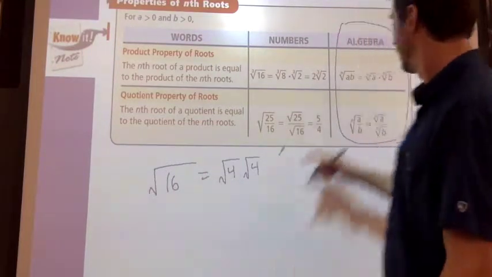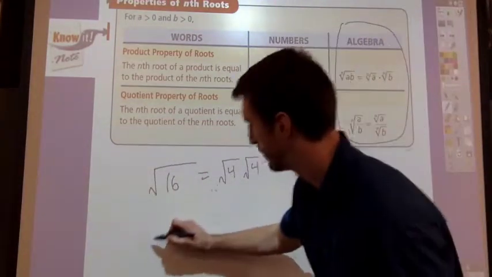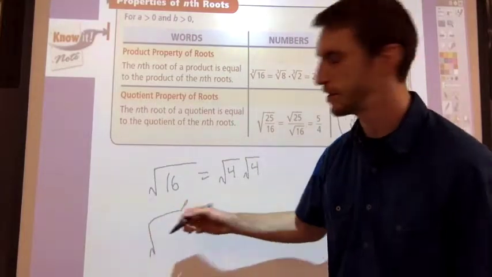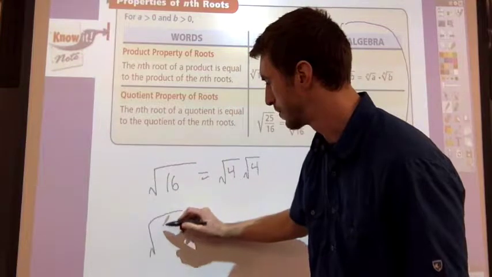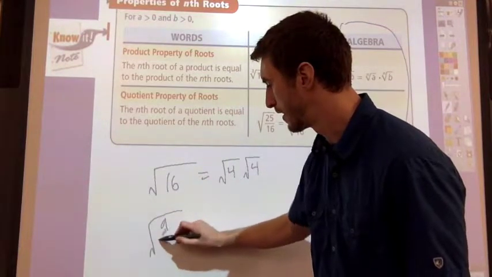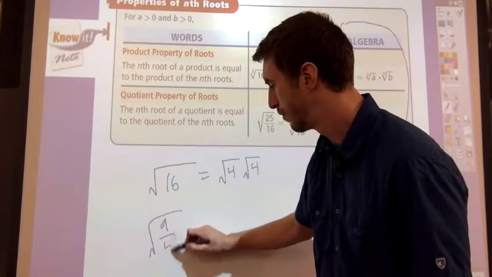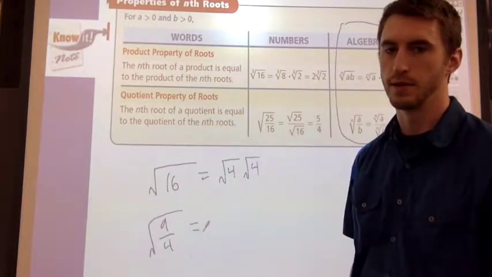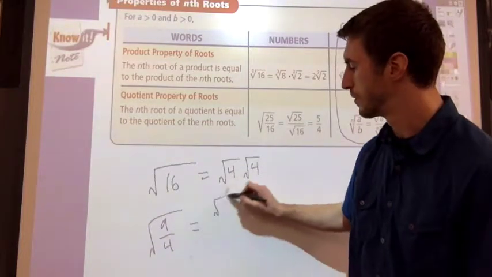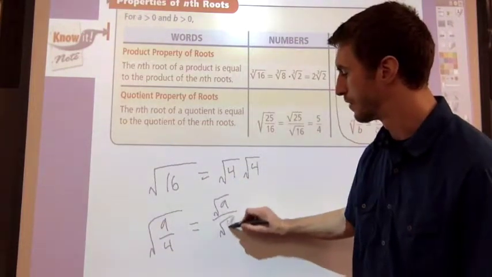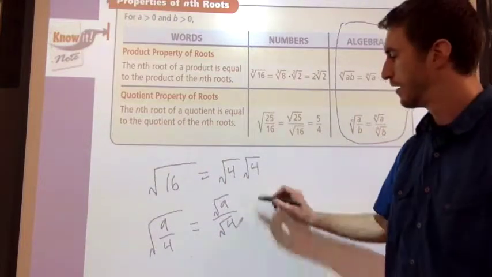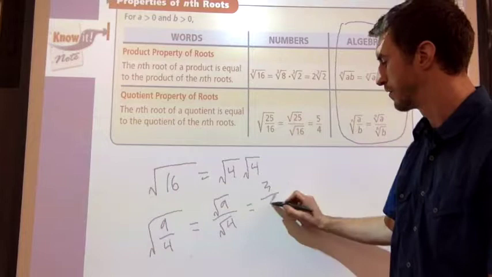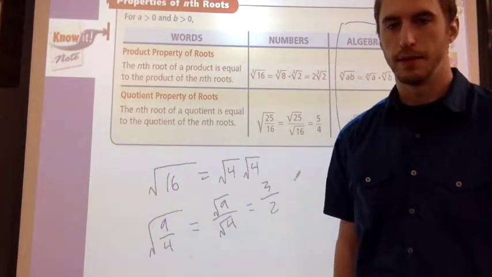There you go. This one says that if you have the square root of a fraction or a quotient, like the square root of 9 over 4, what you can do is break that into two different roots. So the square root of 9 over the square root of 4, right? It's the same thing. And then you can evaluate it from there. Square root of 9 is 3. Square root of 4 is 2.